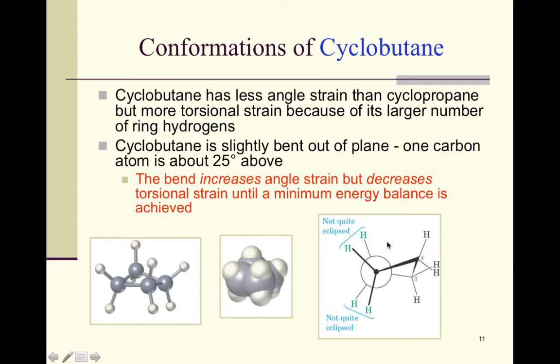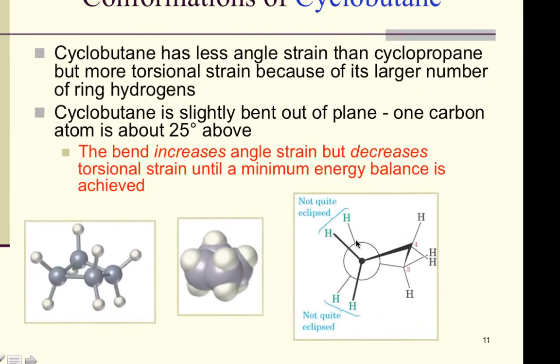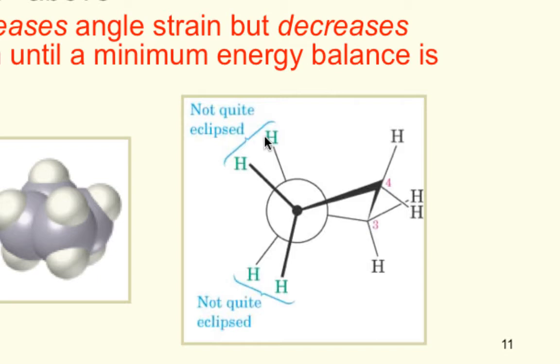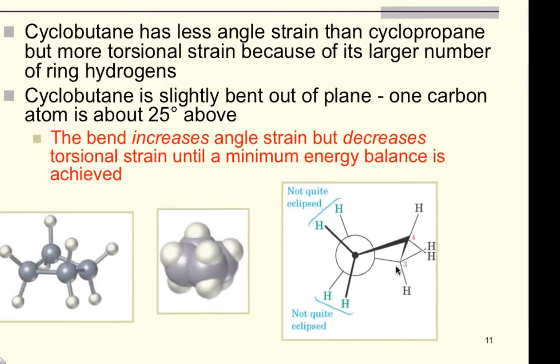Looking at the Newman projection of cyclobutane, it is possible that you might be asked to draw the Newman projection of cyclobutane also. So let's take a closer look at that. What we're looking at here is these 2 hydrogens are not quite eclipsed. This is due to this coming out of the plane slightly. So it's going to reduce this torsional strain a little bit. This thick line here is showing us that it's coming out towards us, and because this wedge line is going away from us, that's behind it.